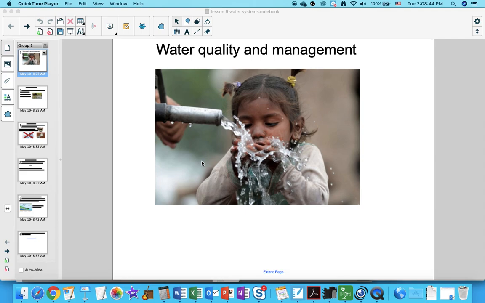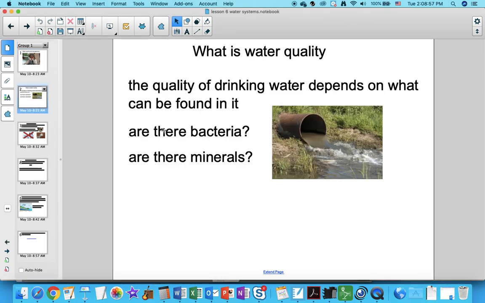In previous lessons, we talked about the importance of water and how little of it is actually available for us to drink. And we talked about how the majority of water is undrinkable because it's too salty, right? So, what is water quality?